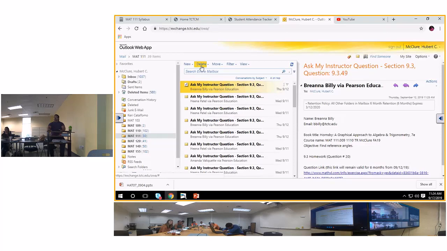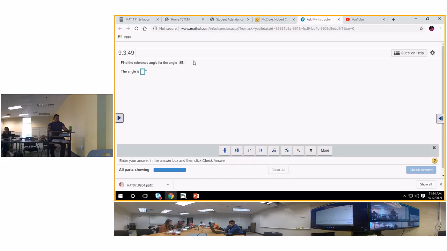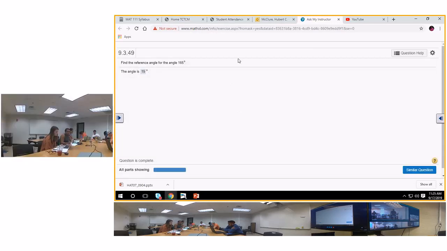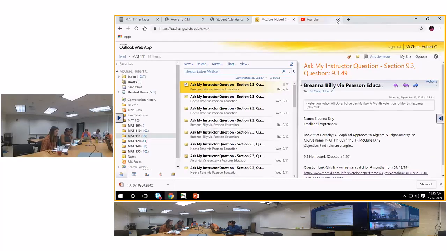Number 20. First of all, is it a test question? No, not really. But 165 is over 90 degrees, right? But it's less than 180. So what's 180 minus 165? That's 15 degrees, so it should be 15 degrees. Okay, not a test question, but could be a standardized test question. That's number 20. Now number 23.